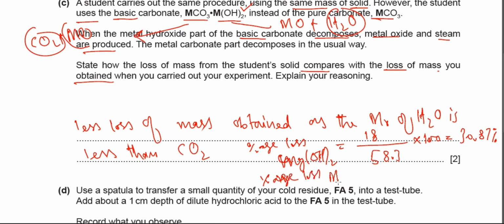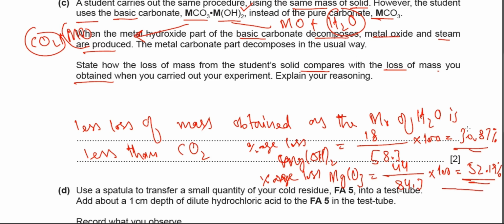Then if you find the percentage loss in the case of magnesium carbonate, that will give us carbon dioxide, which is 44, divided by the total mass of magnesium carbonate, which is 84.3, times 100, and the answer is approximately 52.19 percent. So you can easily see this mass is more compared to this. That's why, using the pure carbonate, the mass loss we obtained was greater. But if the student repeats the experiment using basic carbonate, he will expect less mass loss. Understood?